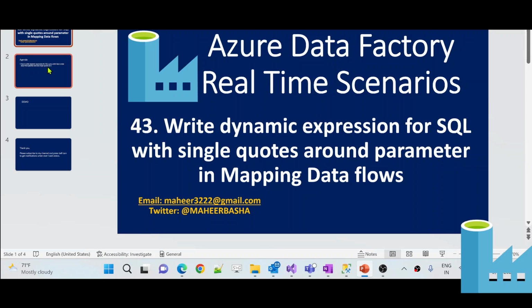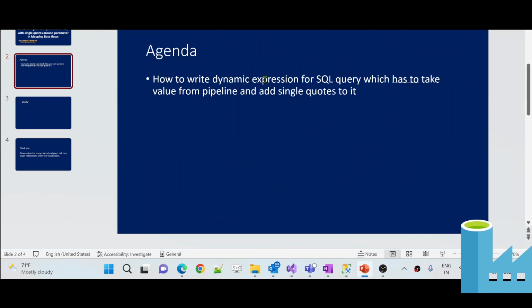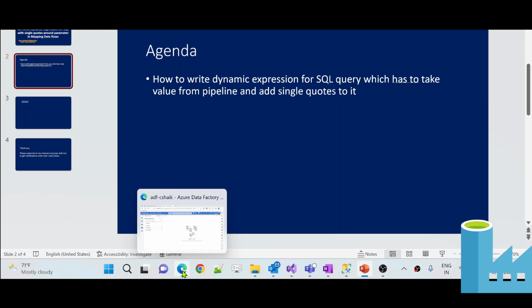In this video, we are going to discuss how we can write a dynamic expression for a SQL query inside a data flow that has to take some value from the pipeline and add single quotes to it. So you may not be understanding this requirement, right? Let me practically explain that.